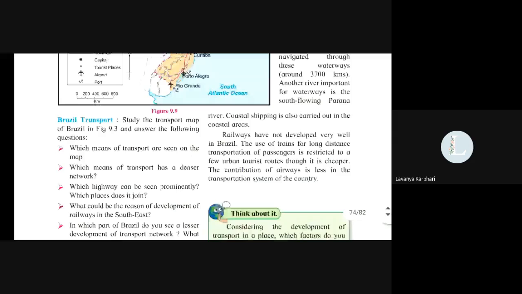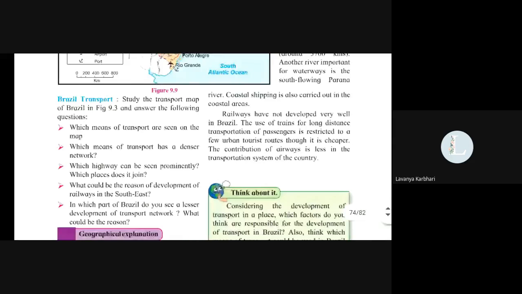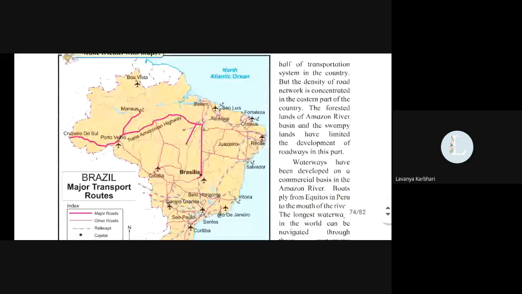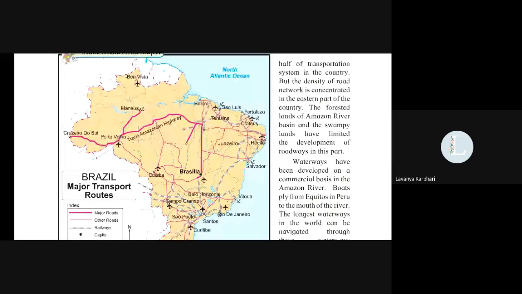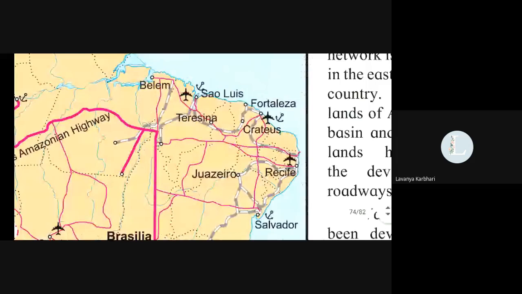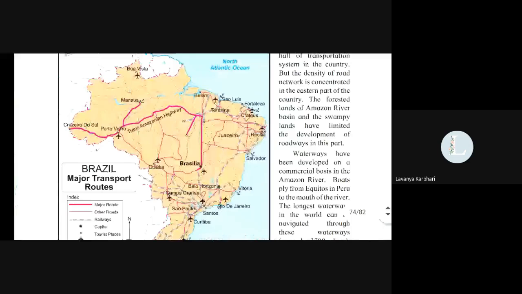Roadways are the major source of transportation. Almost 50% of the transportation is done on the road. But the density of road network is concentrated in the eastern part of the country. Okay, road network concentration कुठे आहे, ईस्ट पार्ट जो आहे कंट्रीचा. ओके, दिस पार्ट ईस्ट. तर या ईस्ट पार्ट मध्ये रोड्स कॉन्सन्ट्रेशन जास्त प्रमाणात आहे. In the eastern part of the country, the forested lands of Amazon River basin and the swampy lands have limited the development of the road within the part.